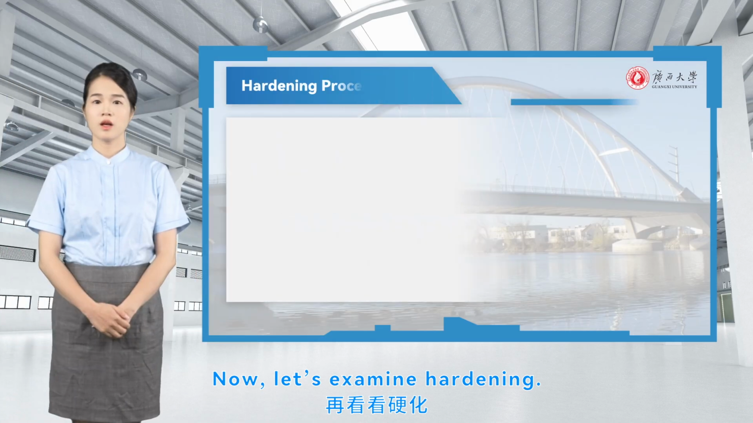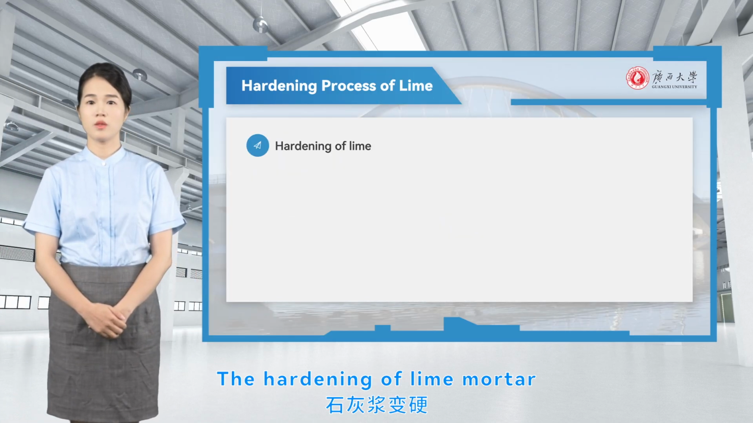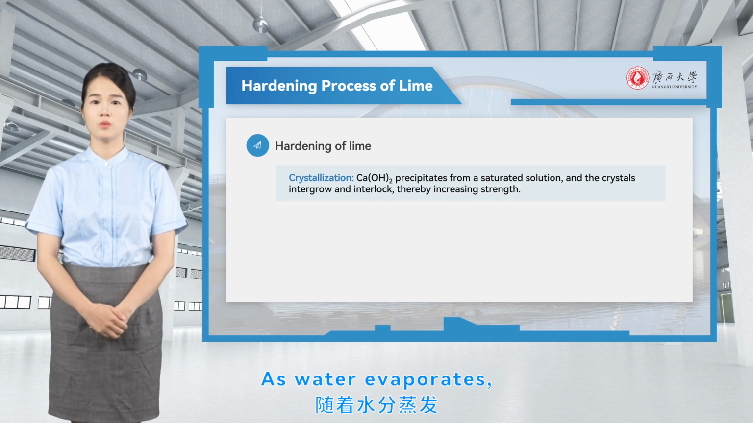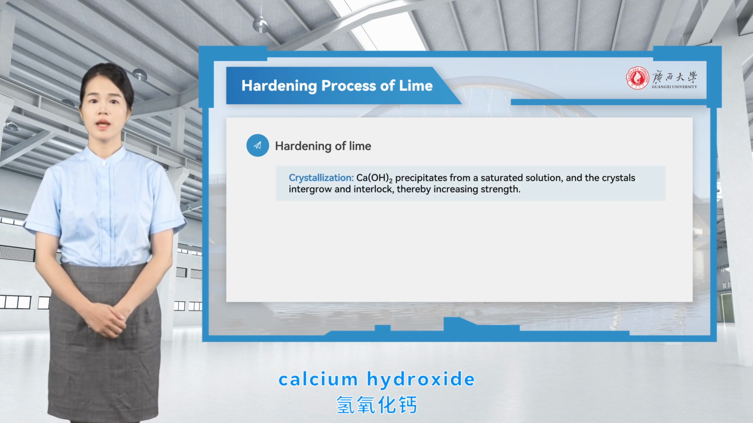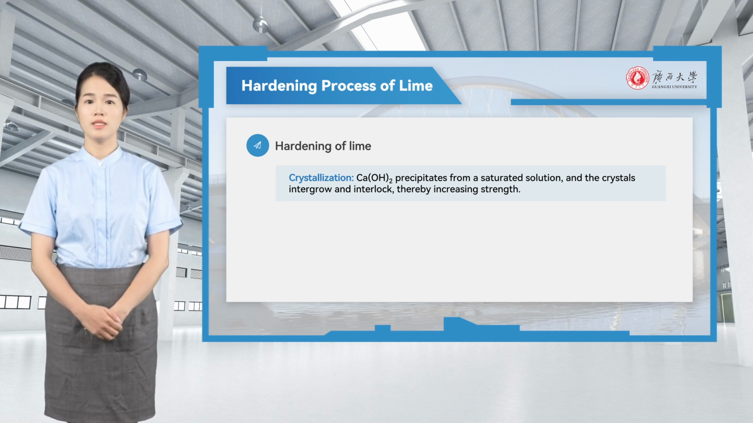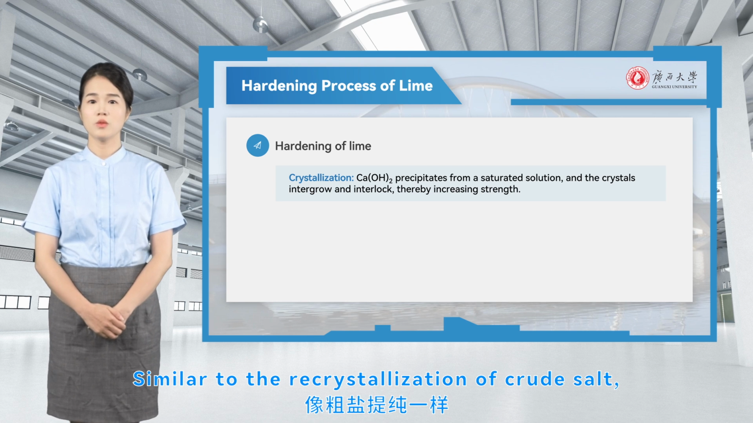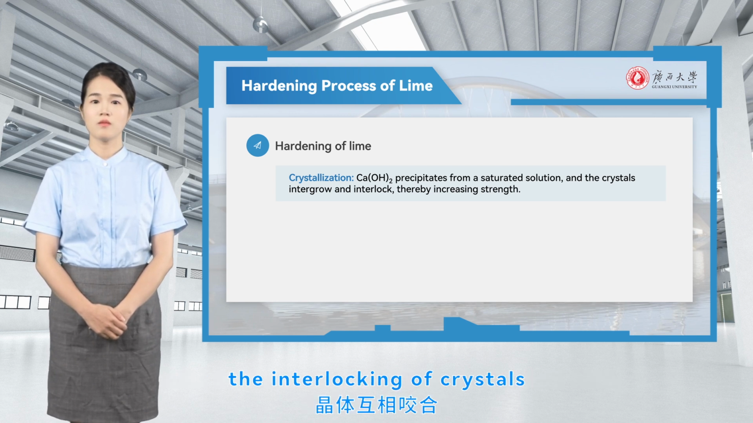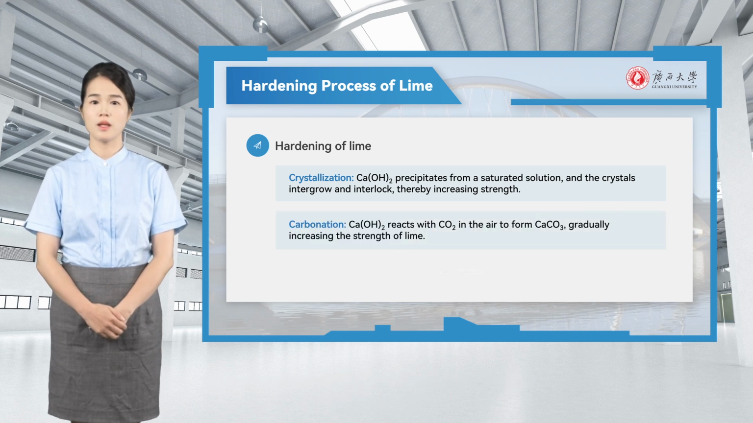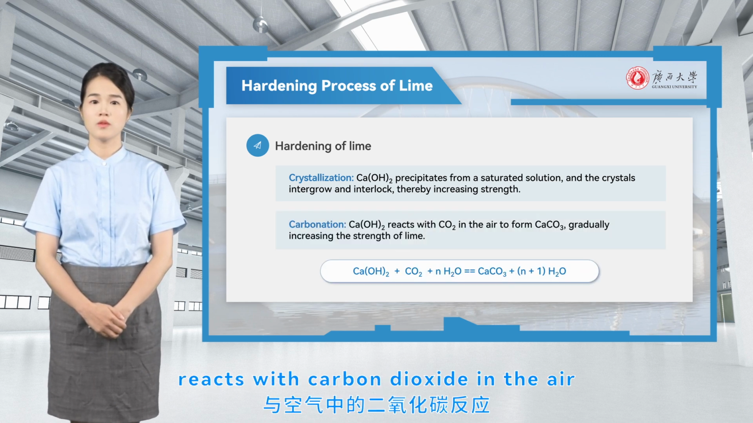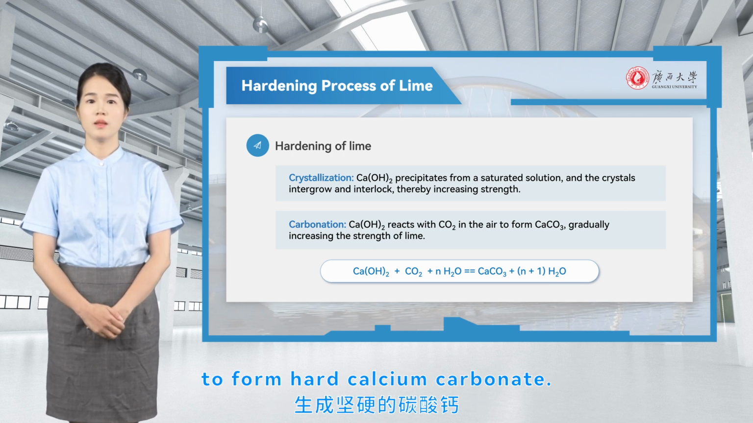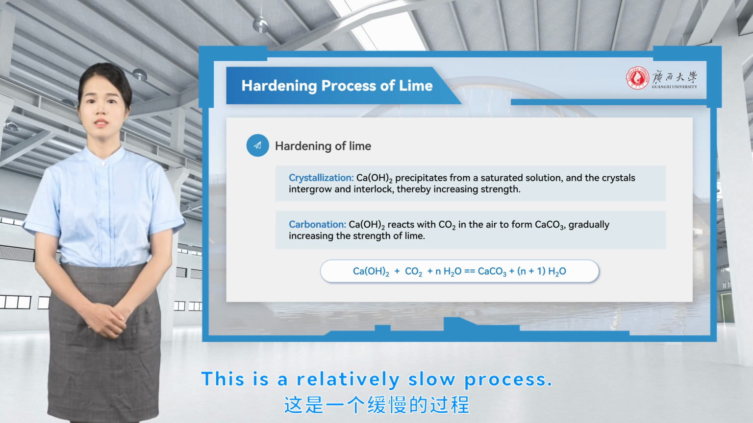Now, let's examine hardening. The hardening of lime mortar mainly relies on 2 mechanisms. Crystallization. As water evaporates, calcium hydroxide crystallizes out of this saturated solution. Similar to the recrystallization of crude salt, the interlocking of crystals generates structural strength. Carbonation. Calcium hydroxide reacts with carbon dioxide in the air to form hard calcium carbonate. This is a relatively slow process.